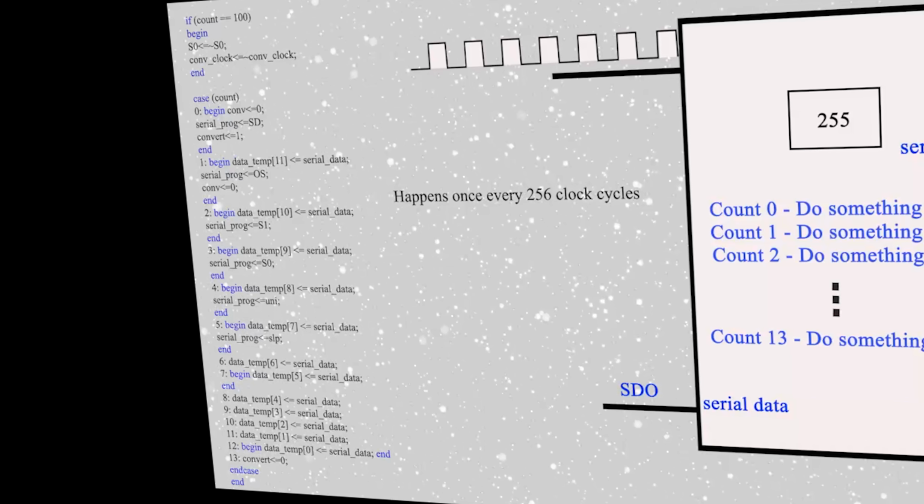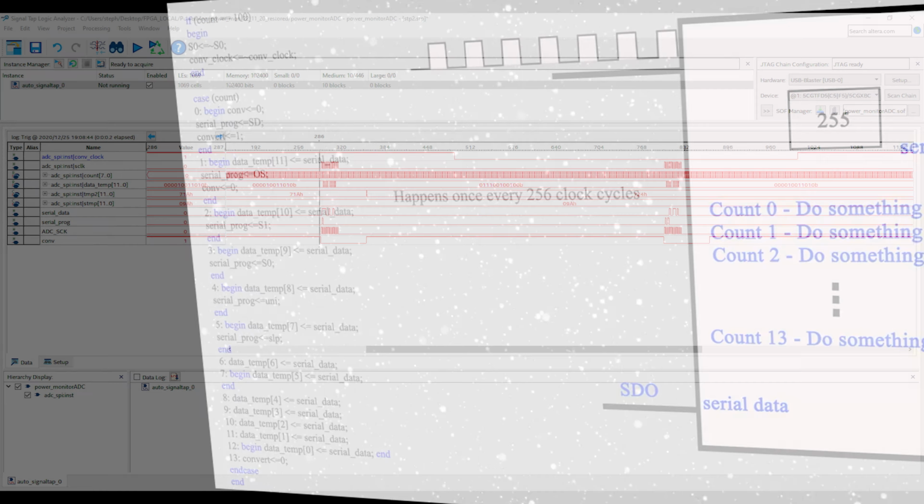You can see the way we're doing it is we're storing it into a variable called data temp, which is an array. On each positive edge of the S clock, serial data will be read into the next bit of data temp, and that will construct our 12-bit word. We're also changing the value of the programming bit at this point. So S1, S0, unipolar, sleep, all those bits can be changed to exactly what you want using this code.